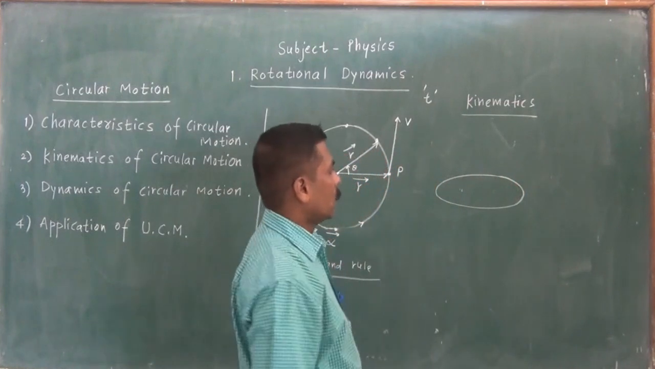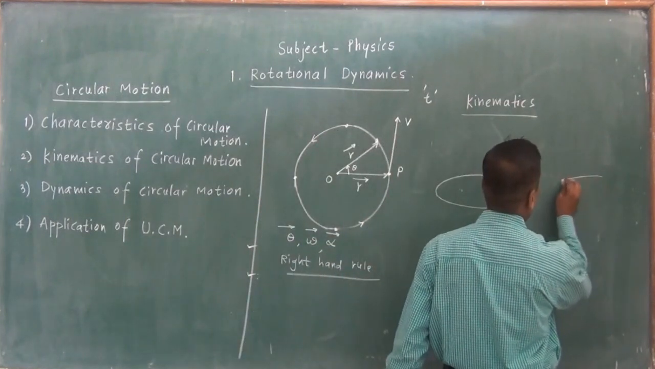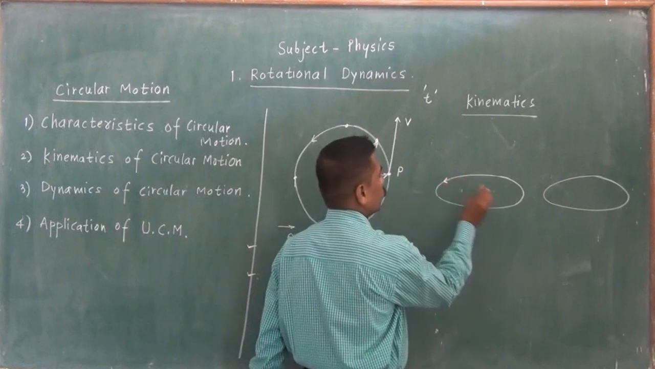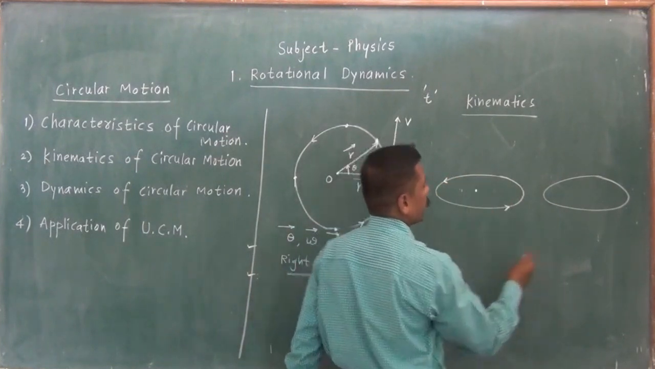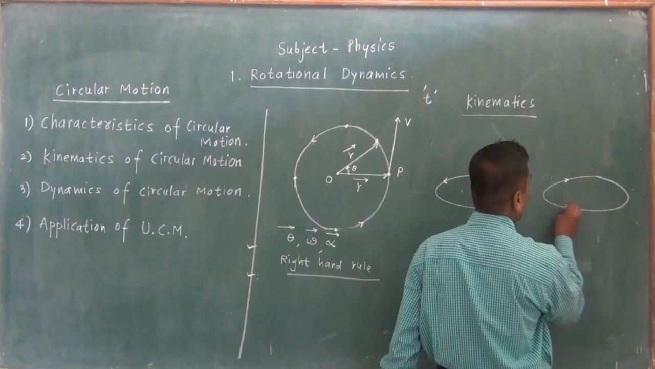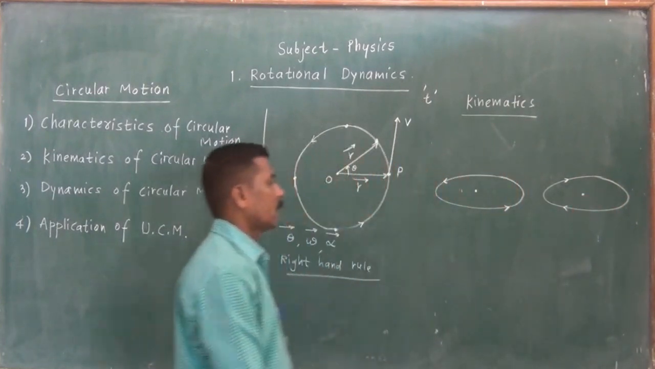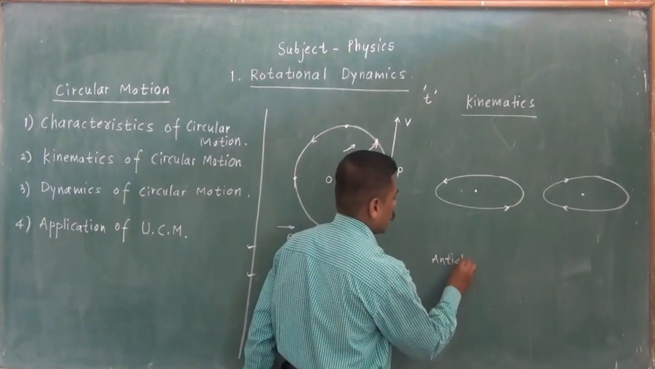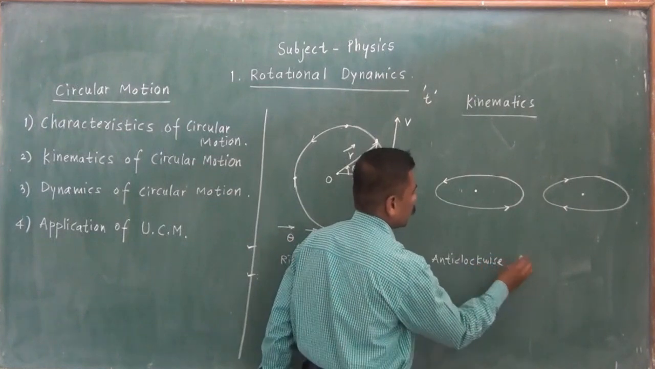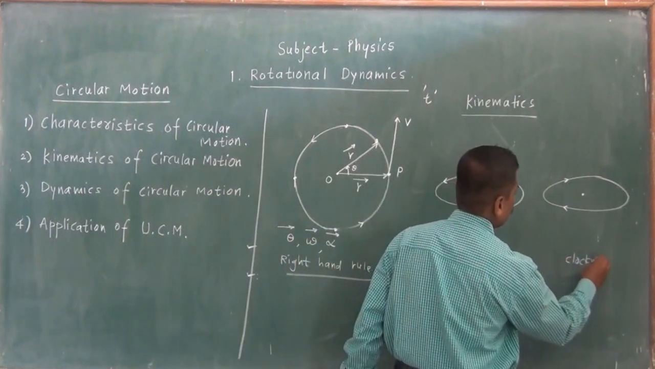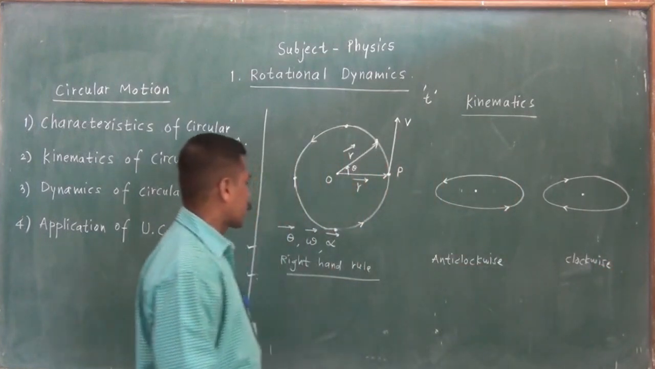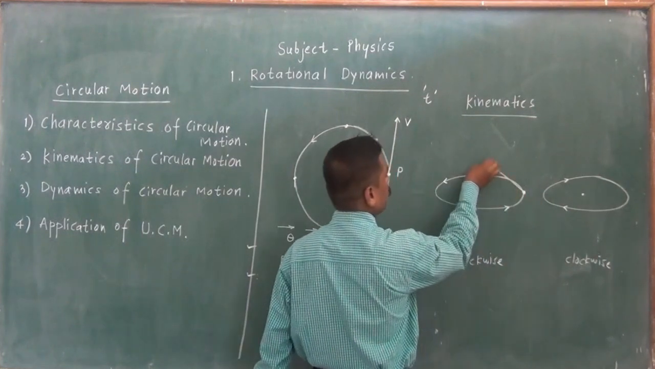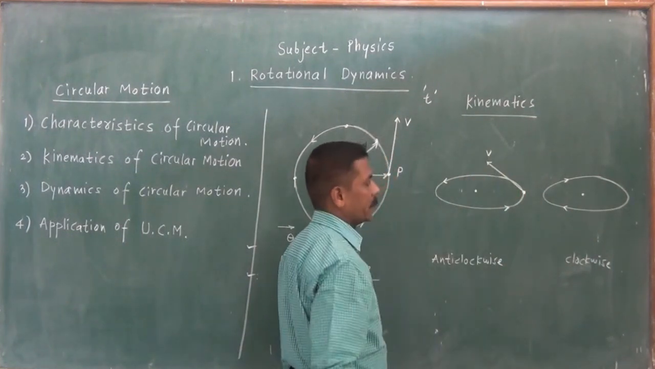Vertical circle. So we can consider two possibilities. One, the particle is moving in the anti-clockwise direction, and the other, the particle is moving in the clockwise direction. Let this direction be taken as anti-clockwise and this direction be taken as clockwise. Suppose the particle is here; this is the direction of the tangential velocity.